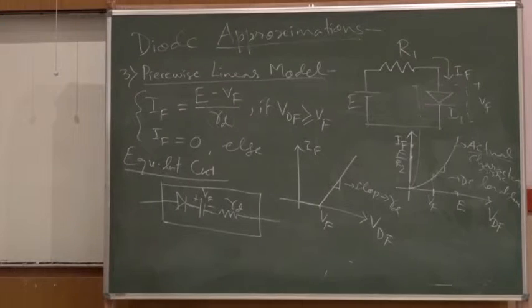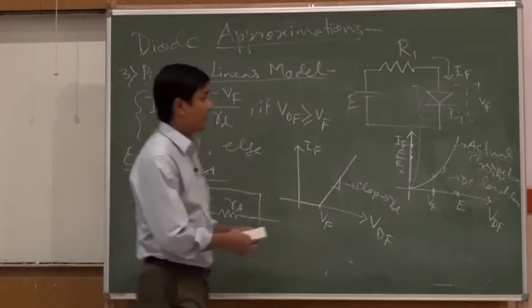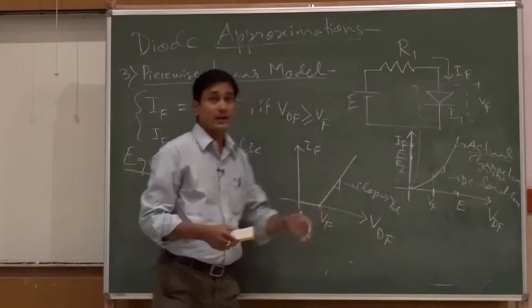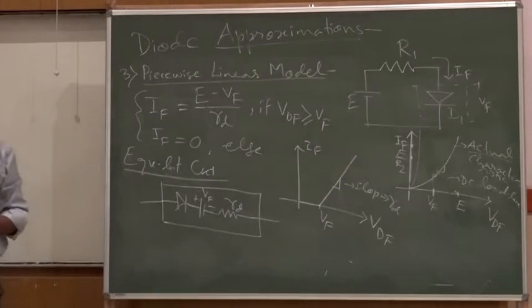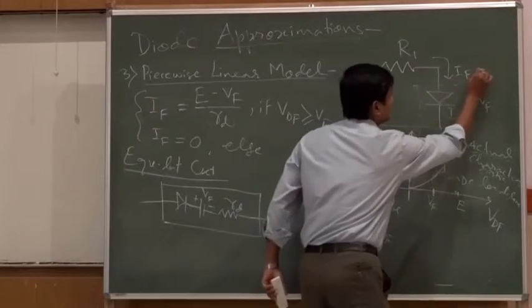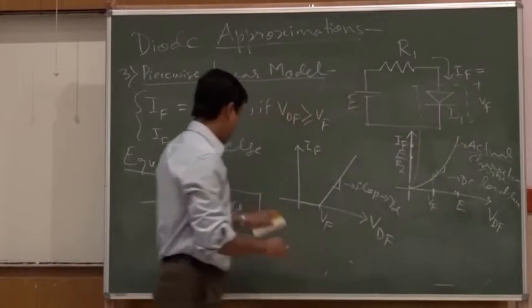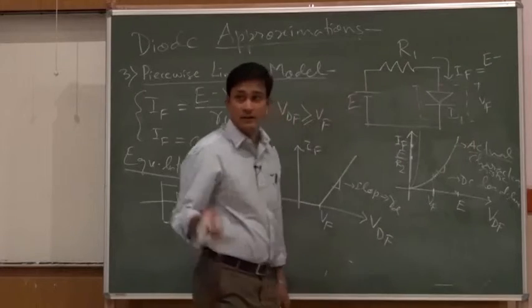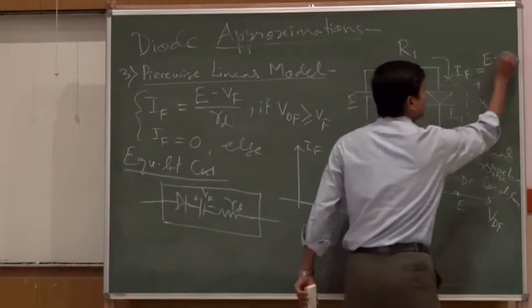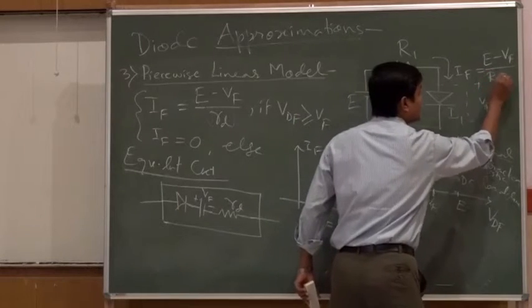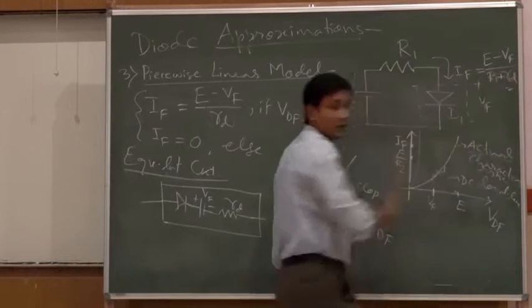So if I want to find the current flowing through it using the diode model as the piecewise linear model, what should be IF there? Now IF will be E minus Vf by R1 plus RD. So the involvement of RD is there.